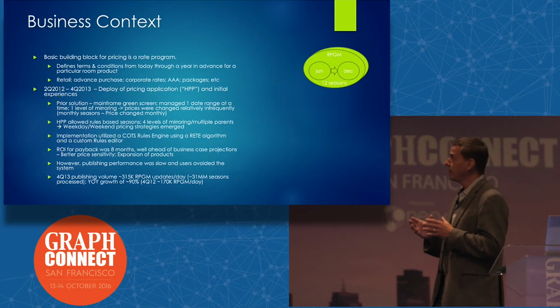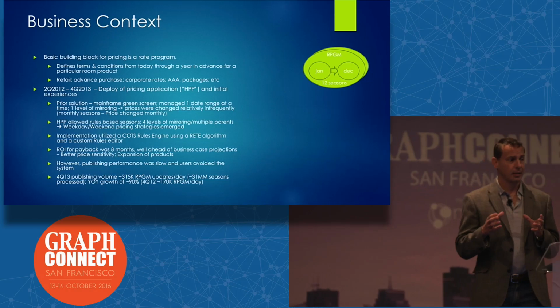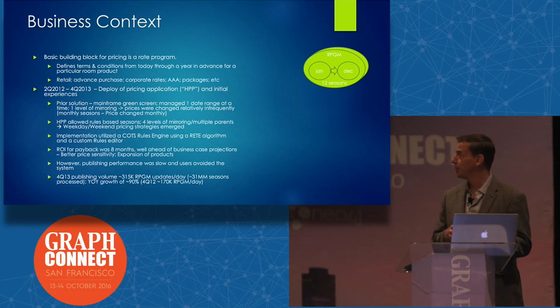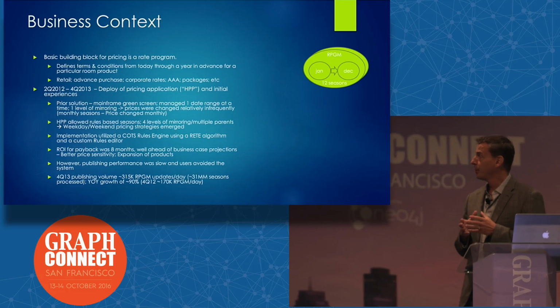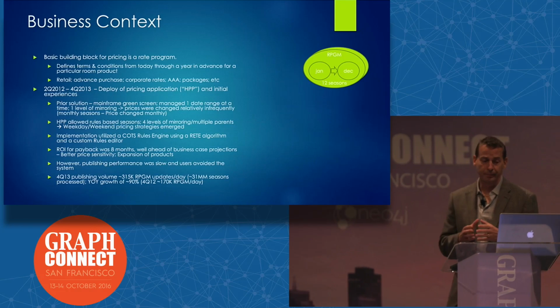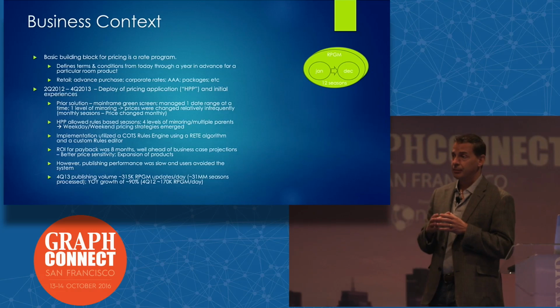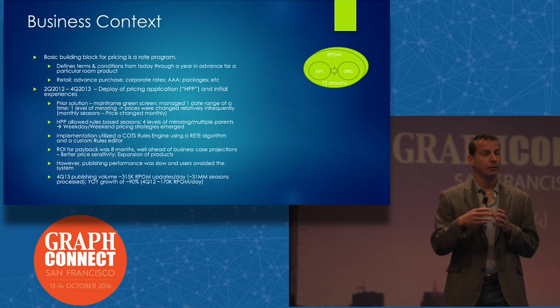So I want to take a basic building block and give a little bit of the business context of how we went through a journey to get to the point where we established a relationship with Neo4j. The basic building block is a rate program. What you actually buy from Marriott when you go through a channel, you don't actually buy a room. You actually buy a rate.